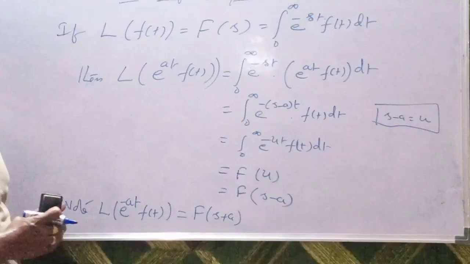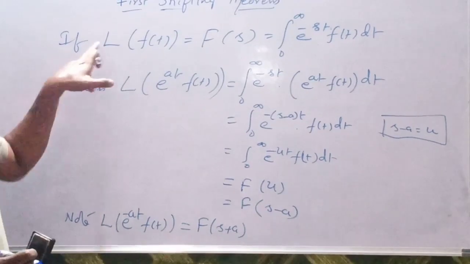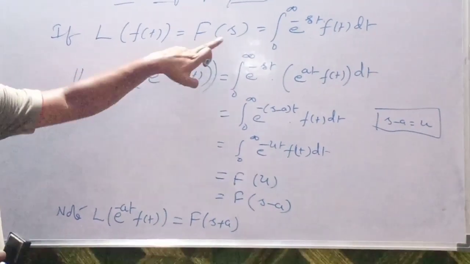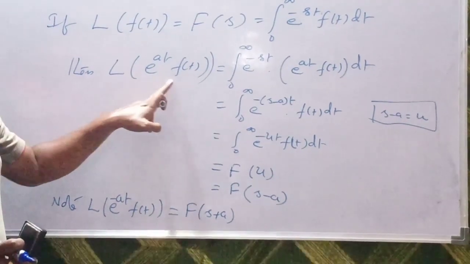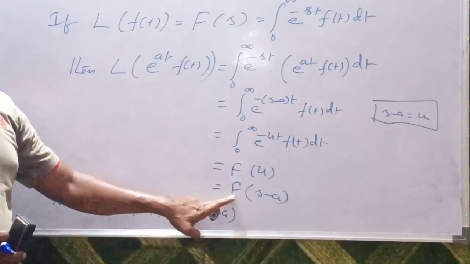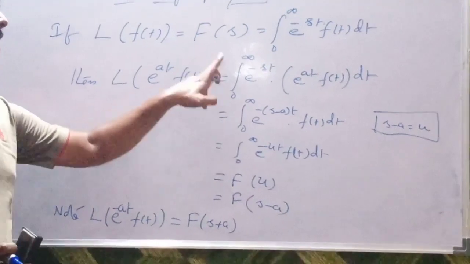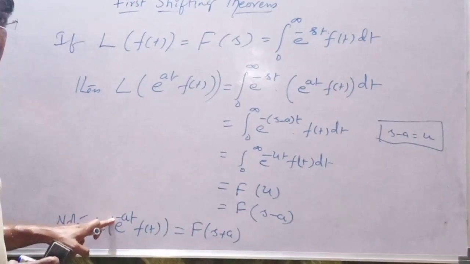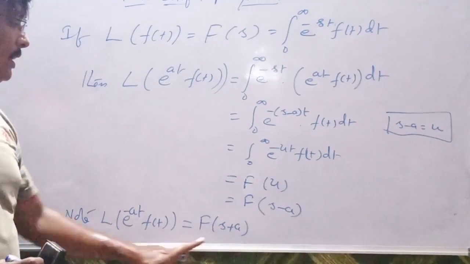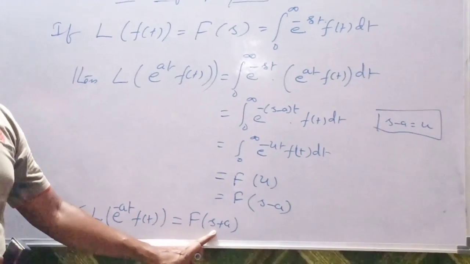So the shifting theorem is: if the Laplace transformation of f of t equals F of s, then the Laplace transformation of e to the power of at f of t equals F of s minus a, s shifted to s minus a. Suppose it is e to the power of minus at into f of t, then s is shifted to s plus a.